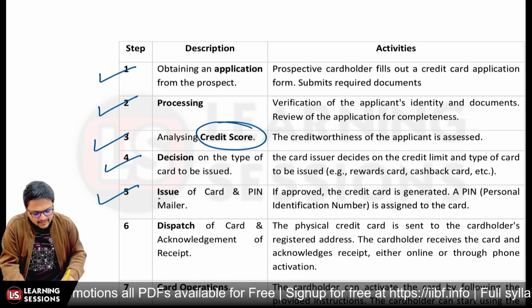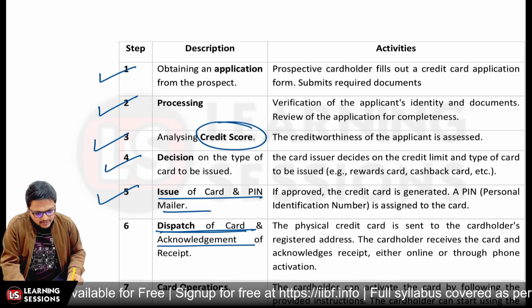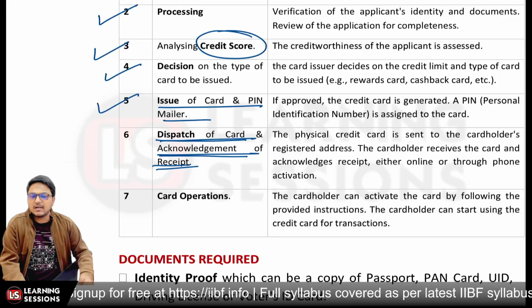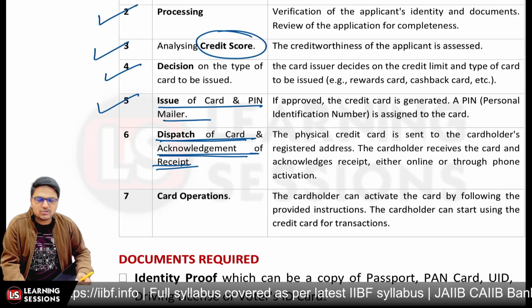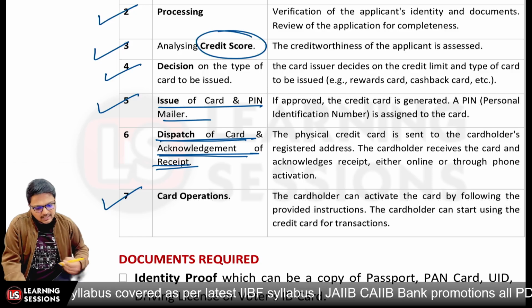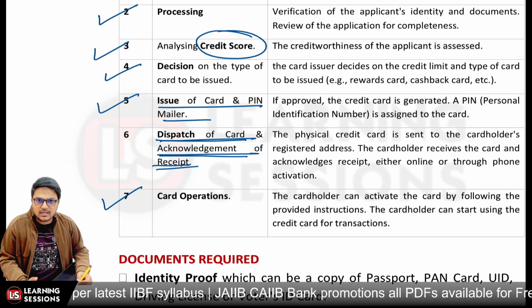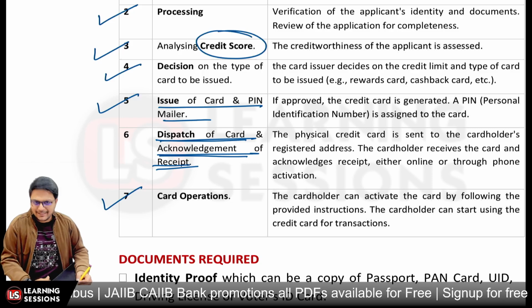So decision on the same will be given, and further based upon that, they will be issuing a credit card and the PIN along with it, and they will be dispatching the same card, and further acknowledgement of the receipt will be taken. After that the PIN number, it may be a green pin which is to be generated, or it may be an automated pin which will be generated through the registered mobile number, or some other process can be followed, and after that the card operations can be started. So the card holder can now activate the card by following the provided instructions over there, and the card holder can start using the card over there, right? So that's the process, right?